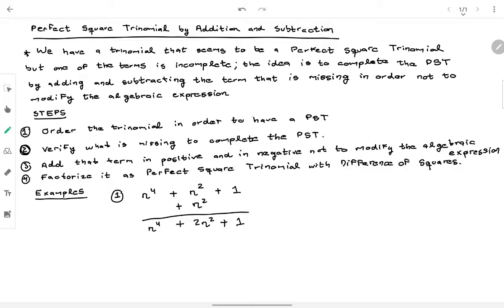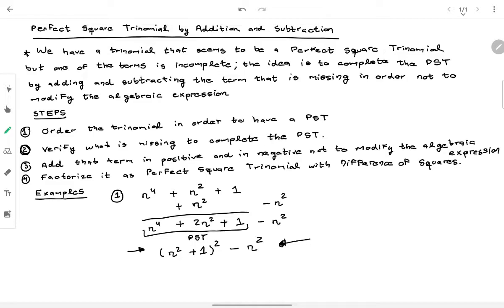But imagine if we are putting a positive one, we need to put a negative one also, not to modify the original expression we have. So in this case, it's going to be this one. So if we check here, this part, we can transform it or we can factorize it as a perfect square trinomial now. So it's going to be n squared plus 1, all of it squared, minus n squared. Then I have now what it's called difference of squares.